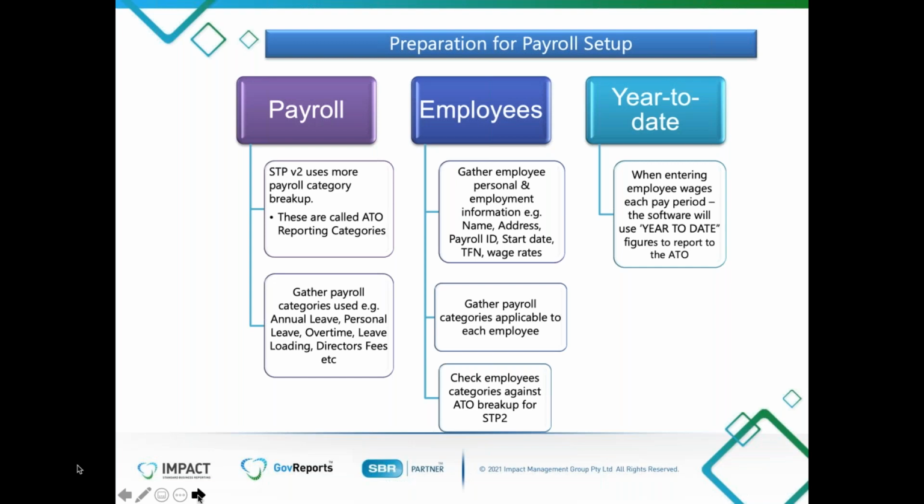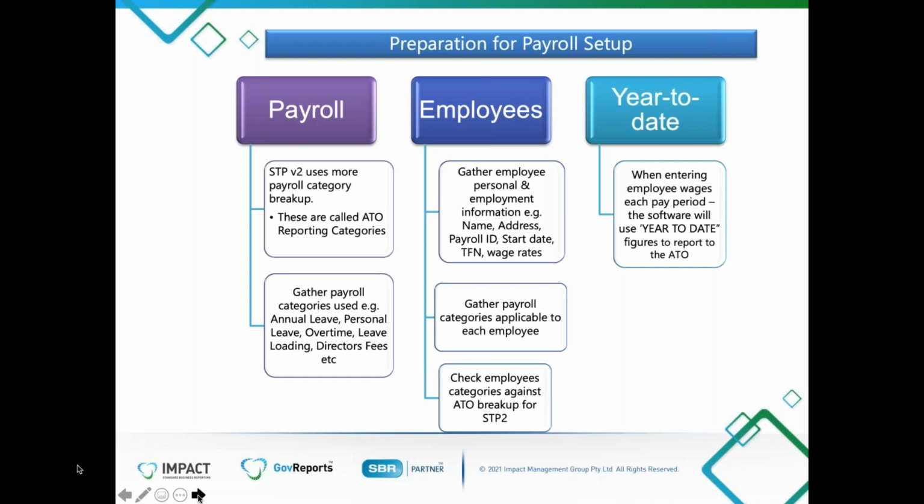For the employees, again, you need to gather all the obvious things like their name and address, their start date, their TFN, their wages, and what rates they're getting paid. And again, you are meshing those with the ATO categories so that you have all of the information going to the ATO in every payroll.